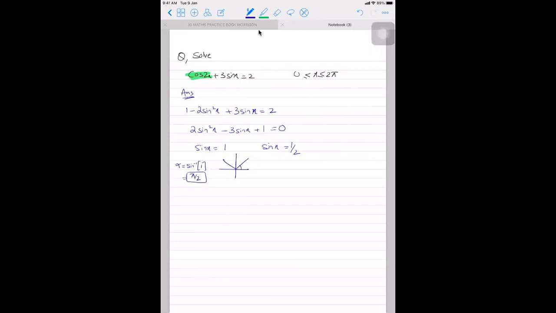And when I'm solving this for the first and the second quadrant, the basic angle is going to be sine inverse of half, that is pi by 6. 30 degrees, pi by 6. So one angle is going to be pi by 6. The other angle is going to be pi minus pi by 6, which is 5 pi by 6. So these are the three angles.